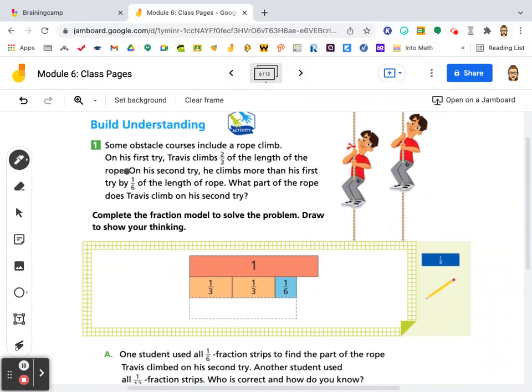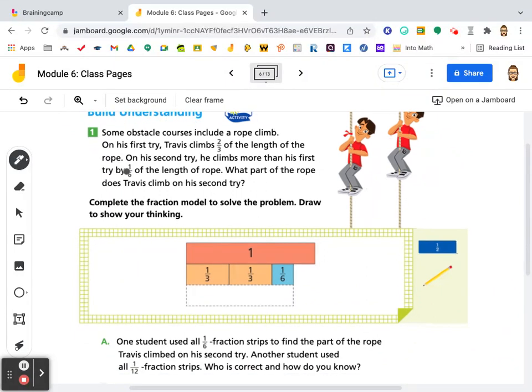Well, how can we split this up? Well, let's first look at our choices. Is 3 a multiple of 3 and 6? Well, it's a multiple of 3, not a multiple of 6. Is 6 a multiple of 3 or 6? Yeah, it's a multiple of both. So we can split this in 6. So we have 1/6, 1/6, 1/6, 1/6, 1/6.